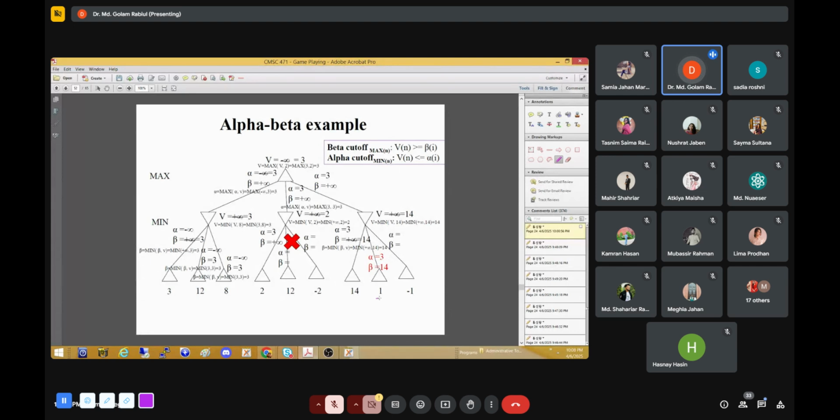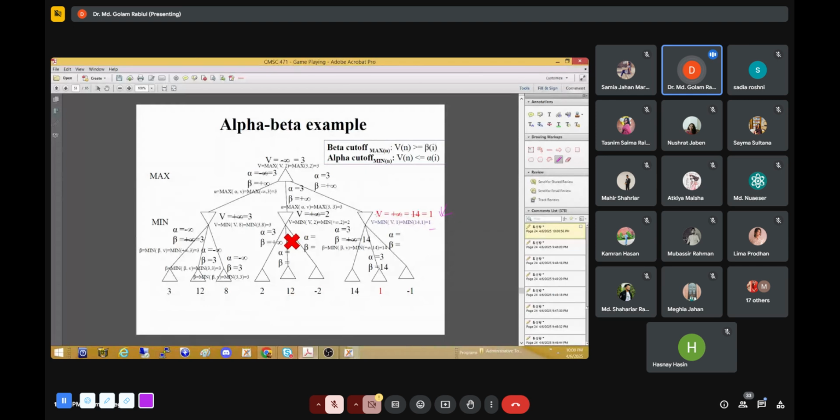Now we have to explore this node and it is 1. And now after getting this, we have to update the V using the minimization principle. That is the minimum of existing V and the newly explored value 1. So here is the minimization of existing V, which is 14, and new value 1. Which one is minimum? Minimum is 1. So here is the 1.